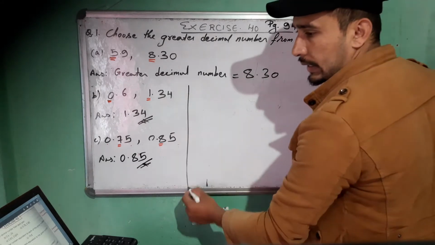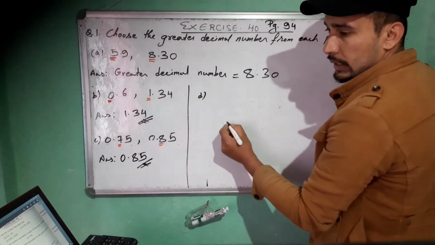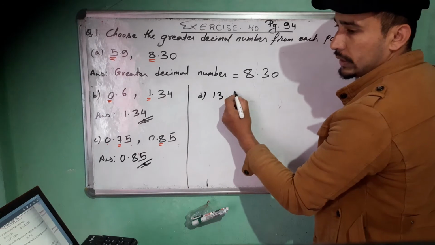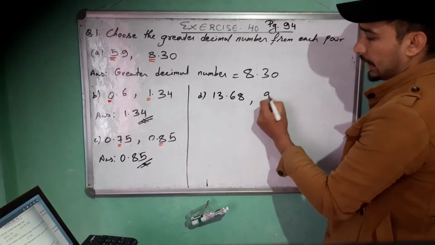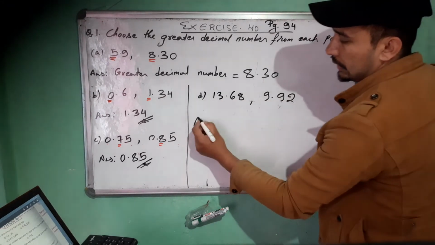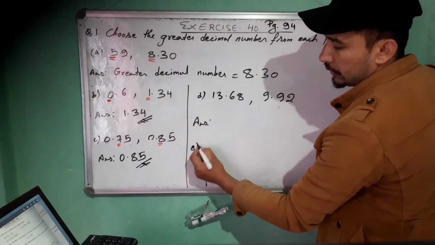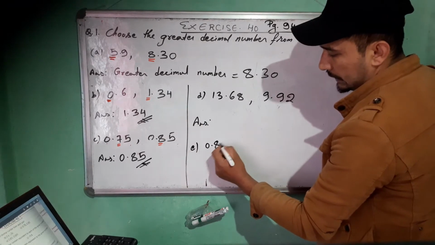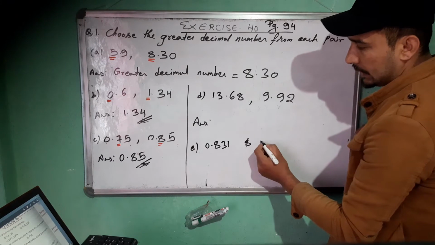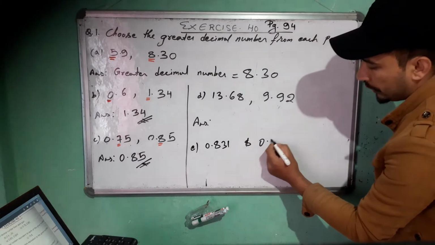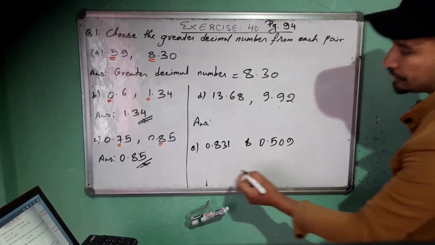Okay, next, number D, you have 13.68 and 9.92. Number E, you have 0.831 and 0.509. You have this.